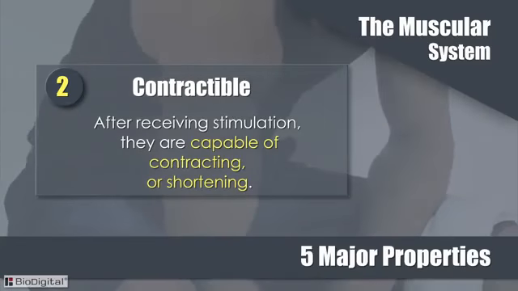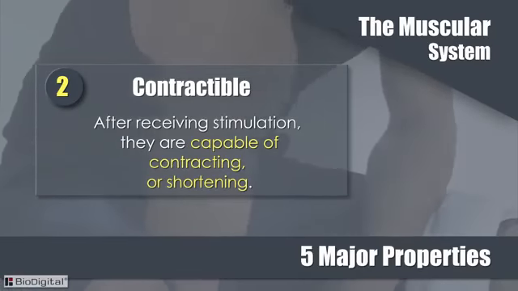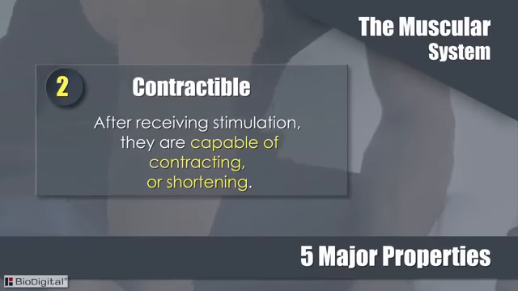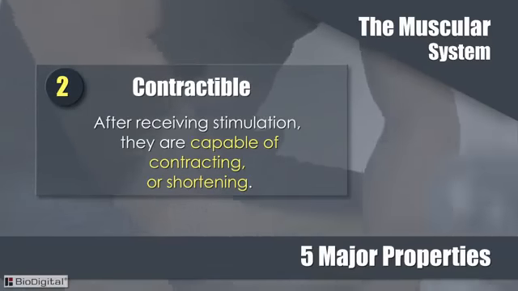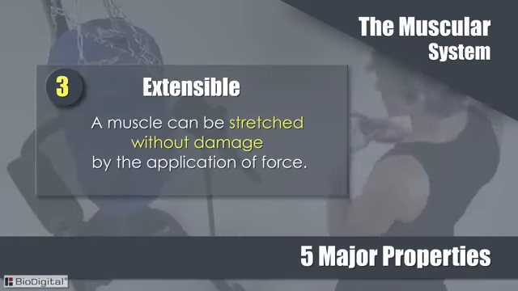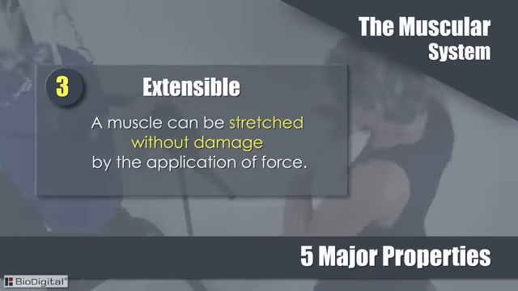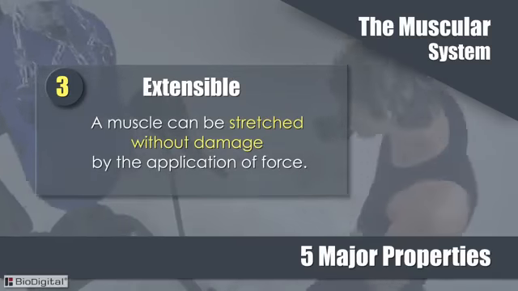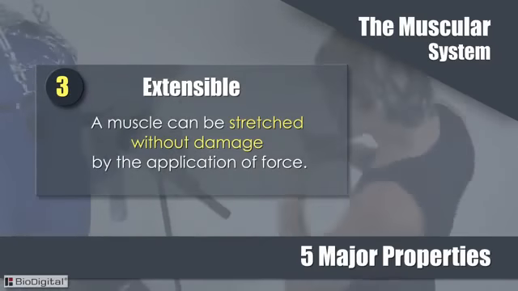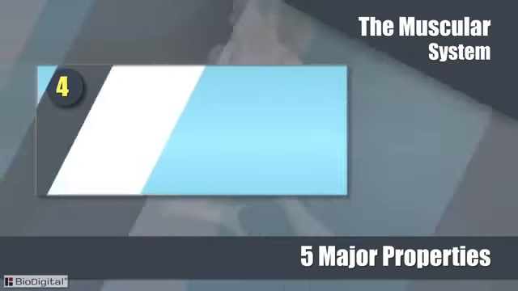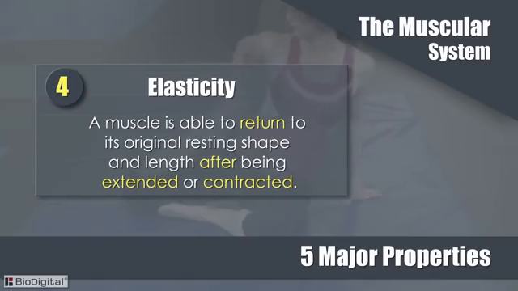2, they are contractible. After receiving stimulation, they are capable of contracting or shortening. Being extensible means a muscle can be stretched without damage by the application of force. With elasticity, a muscle is able to return to its original resting shape and length after being extended or contracted.